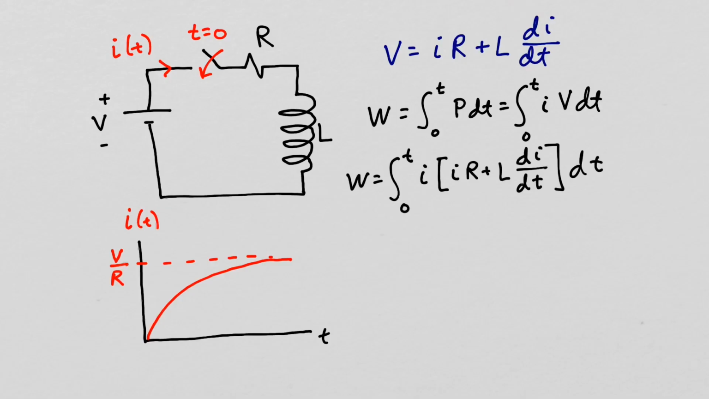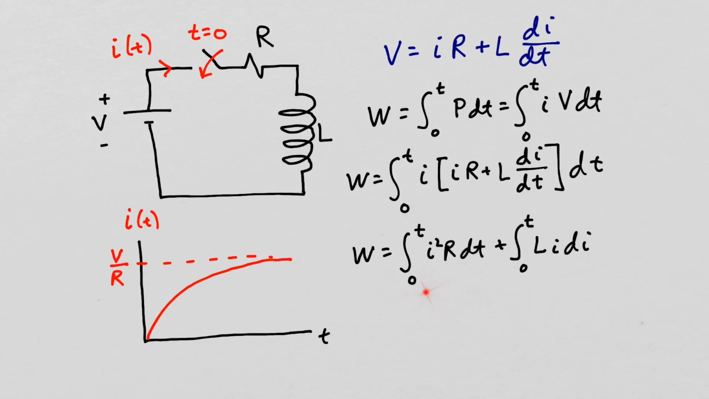This first term should be familiar. That's just the I squared R heating of the resistor. So this second term is the power being delivered to the inductor, so it will be the energy stored in our inductor. Let's focus on this term, the energy delivered to the inductor.